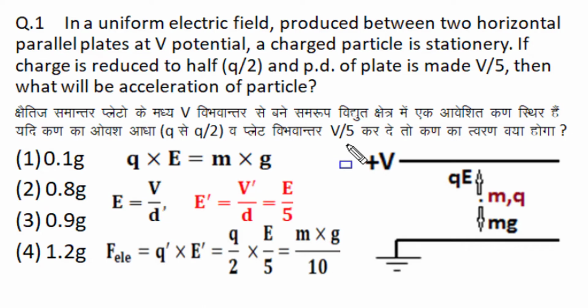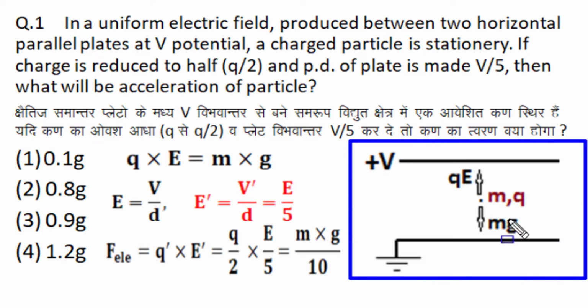Let's start. A uniform electric field is produced between two parallel plates, one of which is grounded and the second has plus V potential. So in this area a uniform electric field of identical magnitude and direction is produced. Now a charged particle of mass m and charge q remains stationary in this electric field. That means the force of gravitation on mass acting vertically downward and the force of the electric field on charge acting vertically upward are equal and opposite.